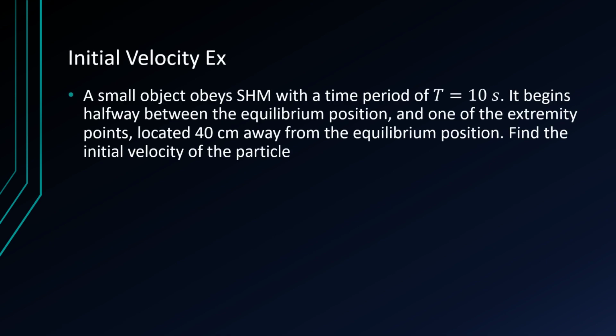So as always, blank screen. So the time period, capital T, is 10 seconds. We're told that it begins halfway between the equilibrium position and one of the extremity points, and the extremity point is 40 centimeters away from the equilibrium, so that means the amplitude is 0.4. We're also told that x at the initial position is 0.2 away from equilibrium.